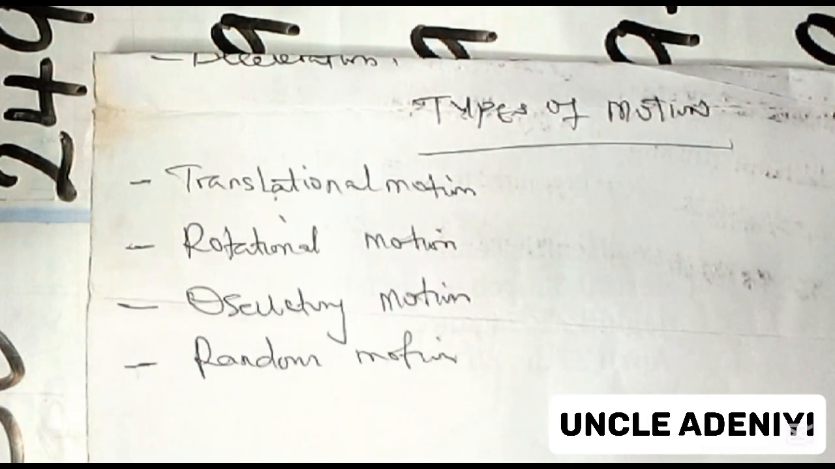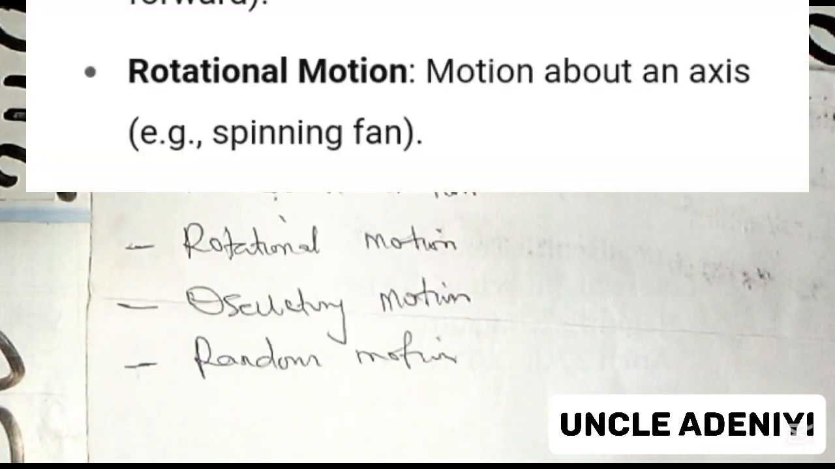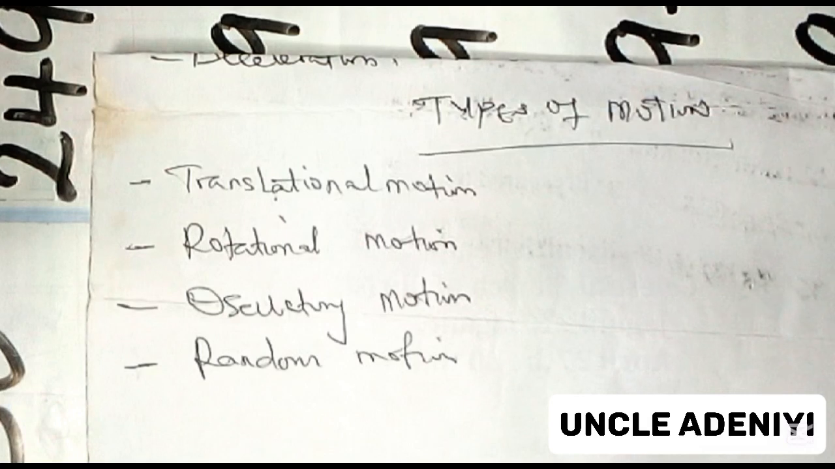Another one is rotational motion. From the word rotation, it means motion about an axis. That is what we call rotational motion. An example is your ceiling fan. You can see the way your ceiling fan is rolling. So it's moving about an axis.